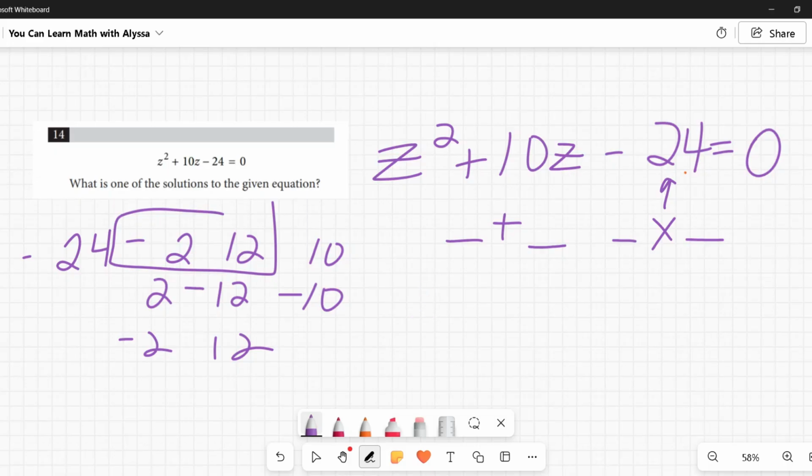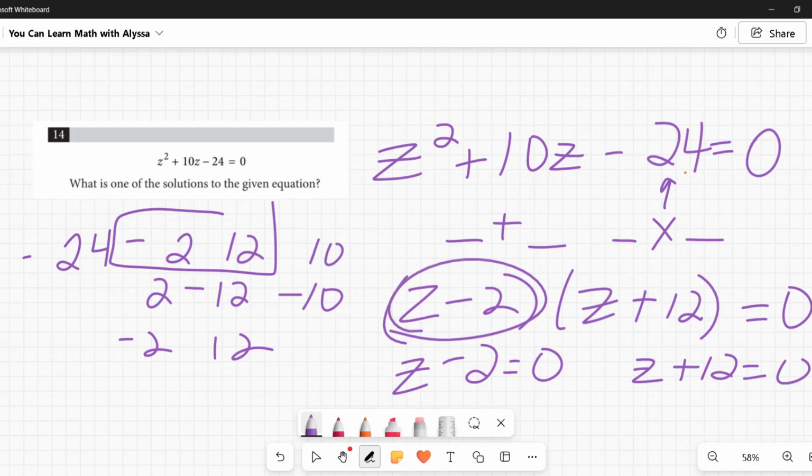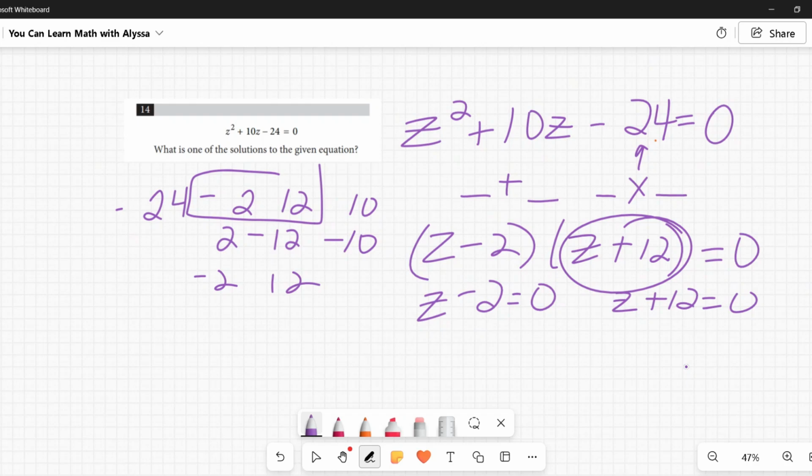So I always write x by default. It's going to be z minus 2 times z plus 12 equals 0. And when we set each of these equal to 0, which is how we solve for factoring, because this times the number equals 0, or this times the number equals 0, one of them has to be 0. When we multiply 2 things together and get 0, one of those 2 things must be 0.